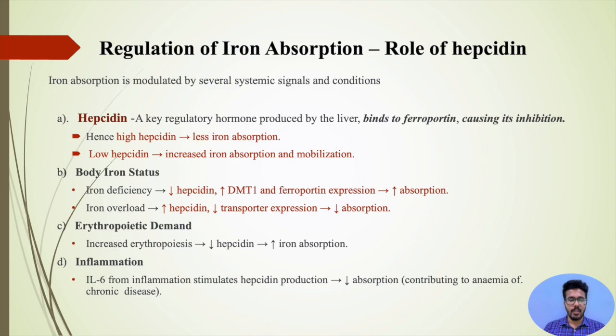Body iron status: when there is an iron deficiency, there are reduced hepcidin levels and increased DMT1 and ferroportin expression, which causes increased iron absorption, whereas in iron overload, there are high levels of hepcidin and reduced transporter expression, which causes reduced iron absorption. Erythropoietic demand: increased erythropoiesis causes reduced hepcidin levels and increased iron absorption. Coming to inflammation, interleukin 6 from inflammation stimulates hepcidin production, which causes reduced iron absorption, contributing to anemia of chronic disease.